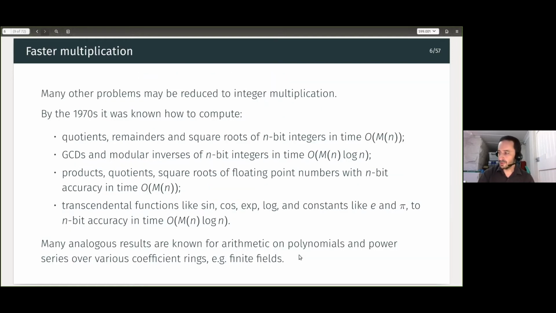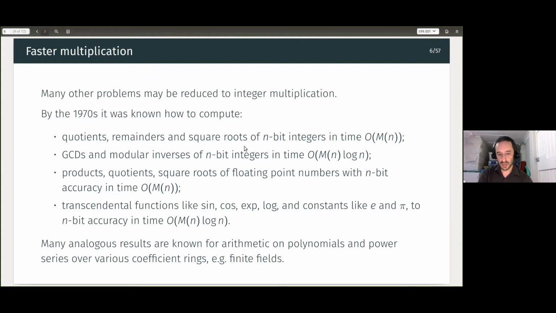So once you know how to multiply quickly, then you can do a lot of other things. Just very briefly, and all these reductions were known by the 1970s. You can divide. If you want to divide two large integers, you can reduce that to multiplication using methods such as Newton iteration. So you can compute quotients and remainders in essentially the same running time, up to a constant factor, M(n). So now we know that's n log n as well.